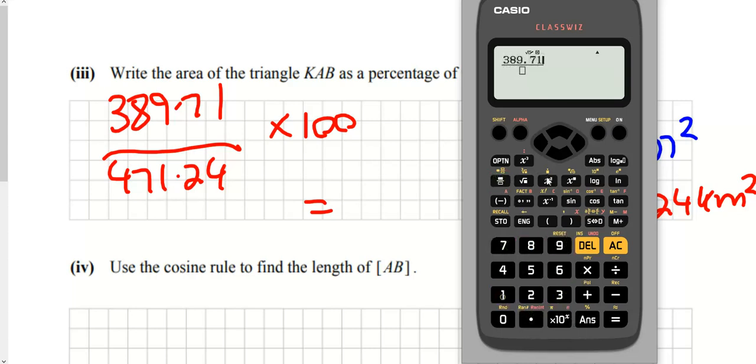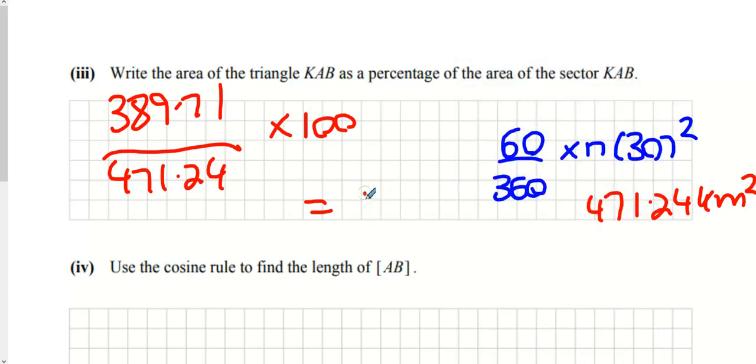389.71 divided by 471.24. Multiply that by 100. 82.7%. Anybody else get that? Excellent work. Happy days. Use the cosine rule to find the length of AB.